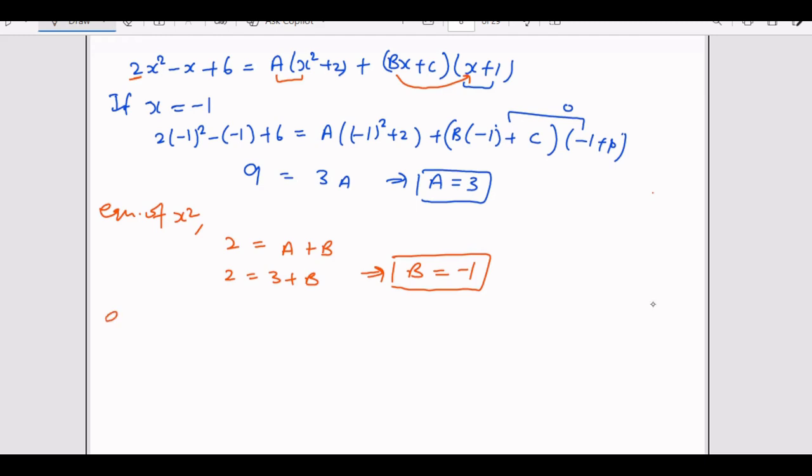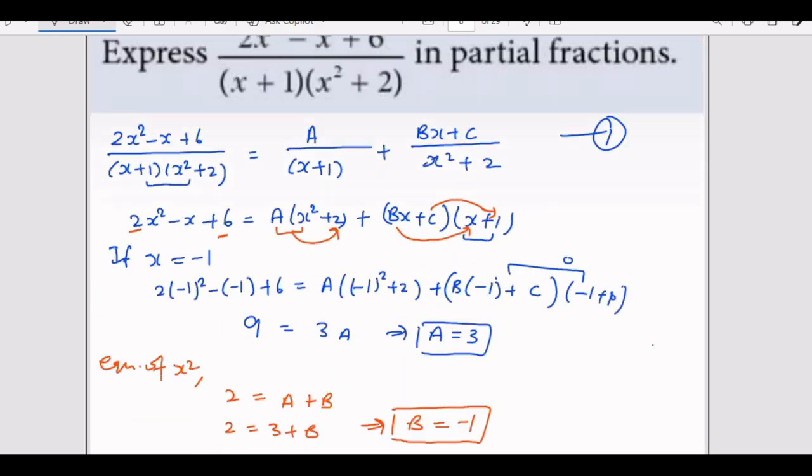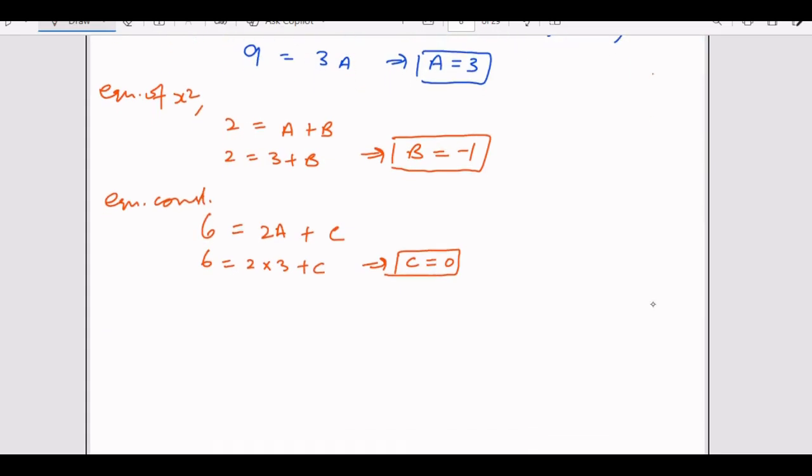Now we can find c by equating the constant term. So the constant term on the left hand side is 6. On the right hand side, when you multiply here, this is going to become 2a plus c into 1, so 2a plus c. Now we have the value of a, so that is 2 times 3 plus c. So from here we got c equals 0. So the value of c is 0. Now we will just substitute all these values of a, b and c in this first equation. So from 1, what am I getting? The final answer.